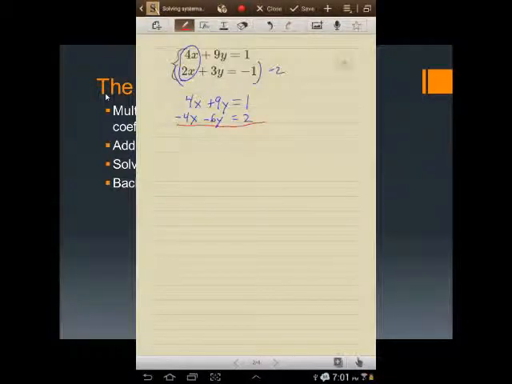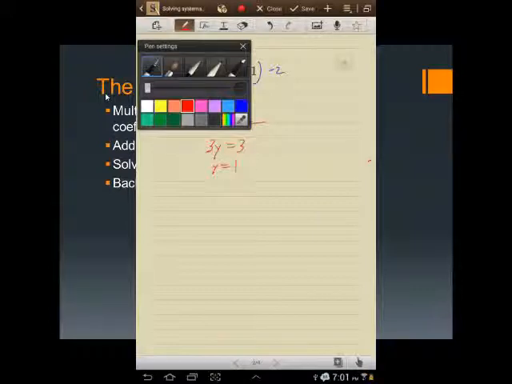I can add my equations together. 4x and the -4x eliminate each other. That's why I multiplied the second equation by -2. 9y minus 6y is 3y. 1 plus 2 is 3. Well, divide off that 3 and you get y to be 1. Beautiful.